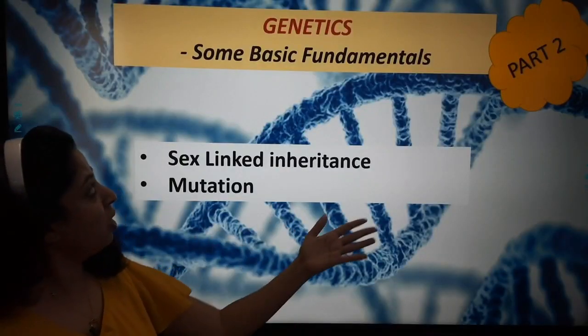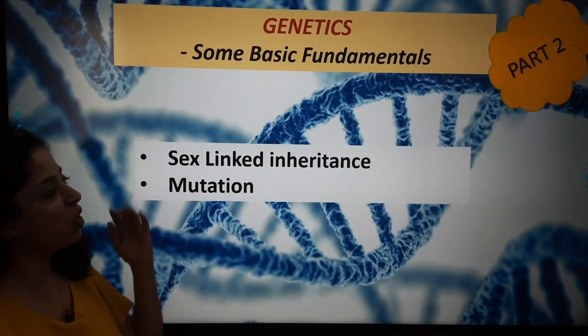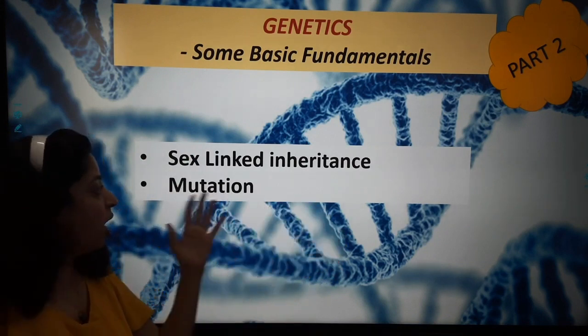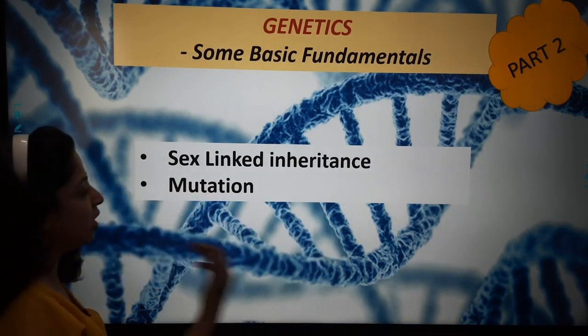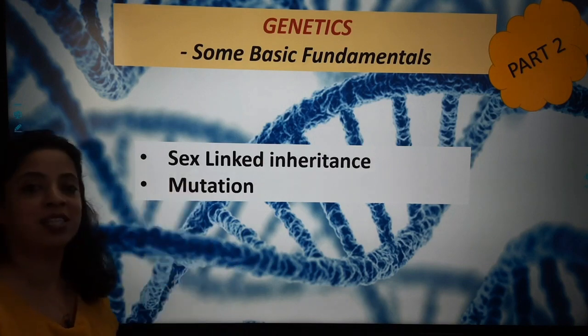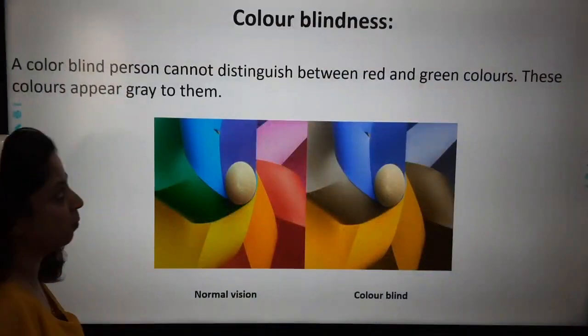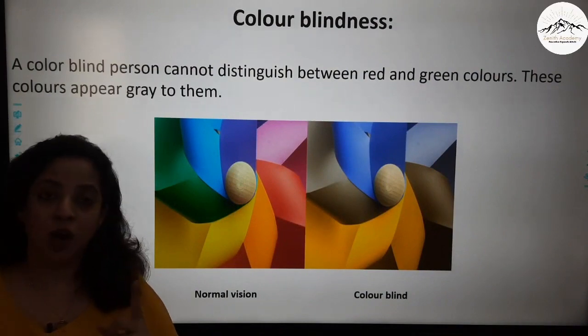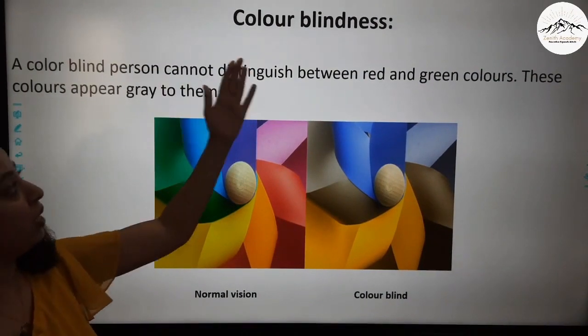Today we are on part 2 of genetics. So in this video lesson we'll be talking about sex-linked inheritance and also mutation. So let's go and read in detail about sex-linked inheritance. Now children, there are 2 diseases that we will be studying. Out of that, one is color blindness.